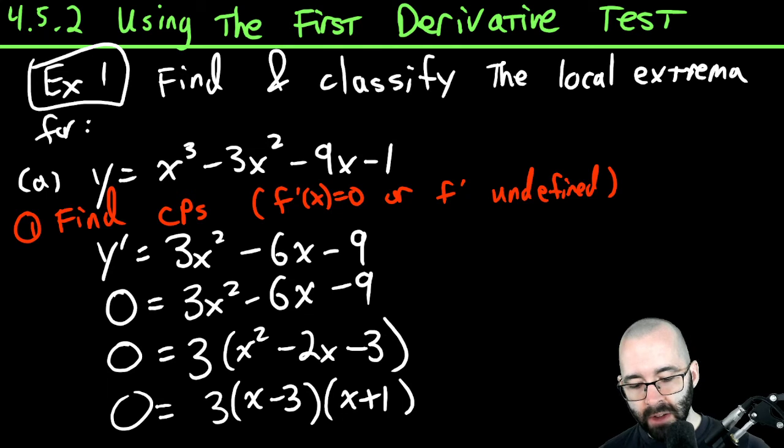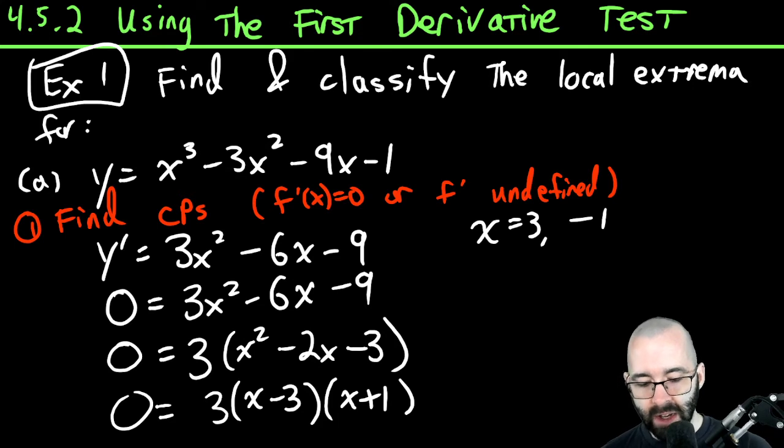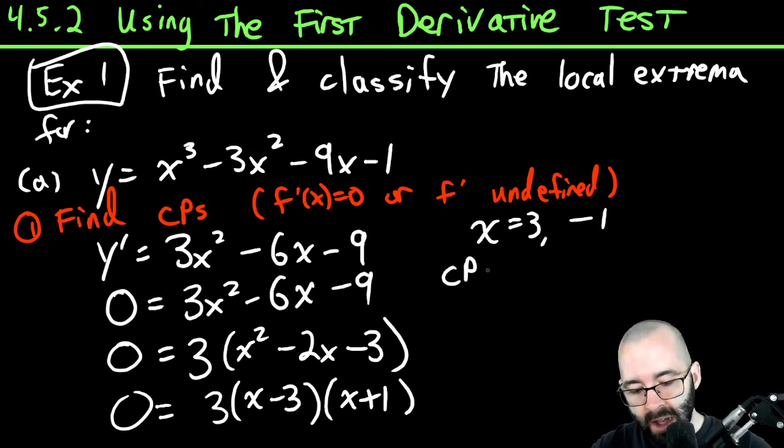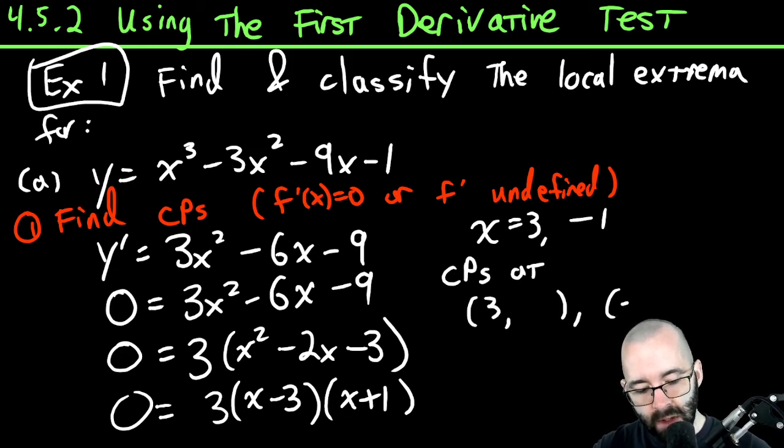So we're going to say that we have a critical point when x is equal to 3 and when x is equal to -1. Now these are not the critical points. These are the locations of the critical points, because critical points are points. We would have to plug these in to get the y values. So critical points at the point 3 comma something and -1 comma something.